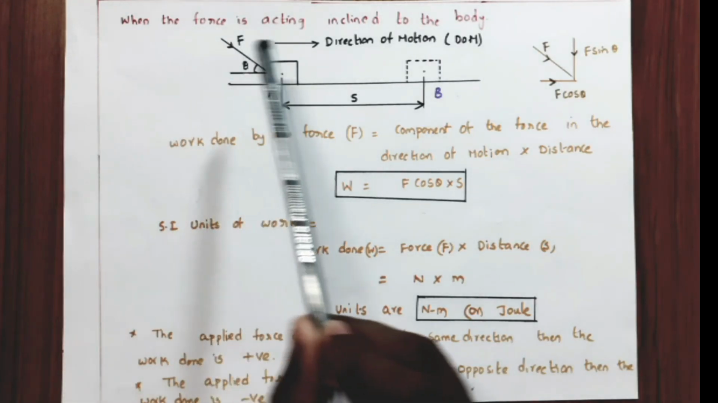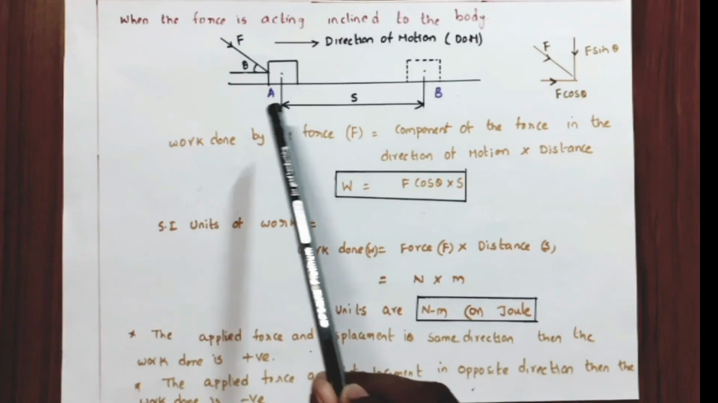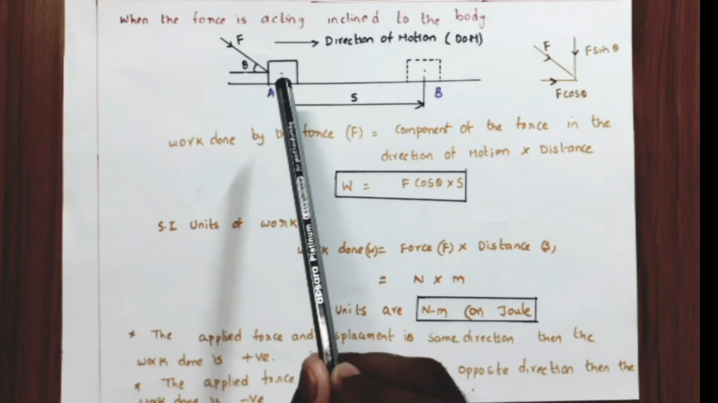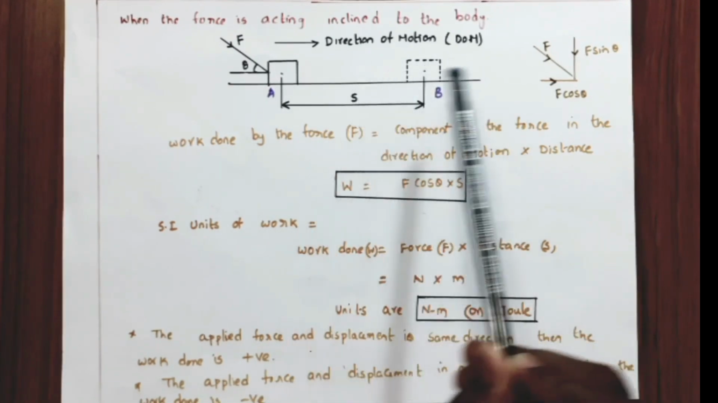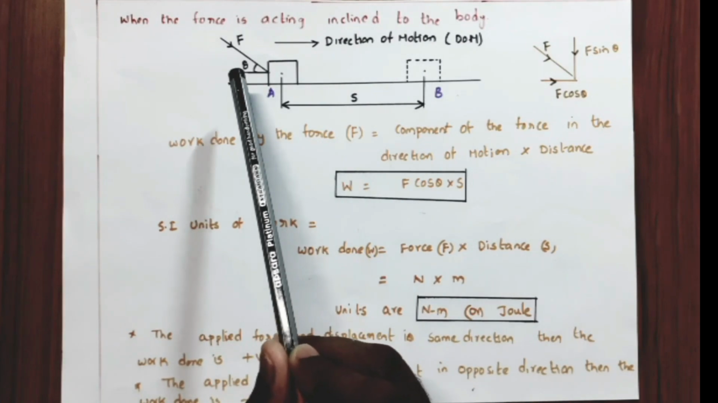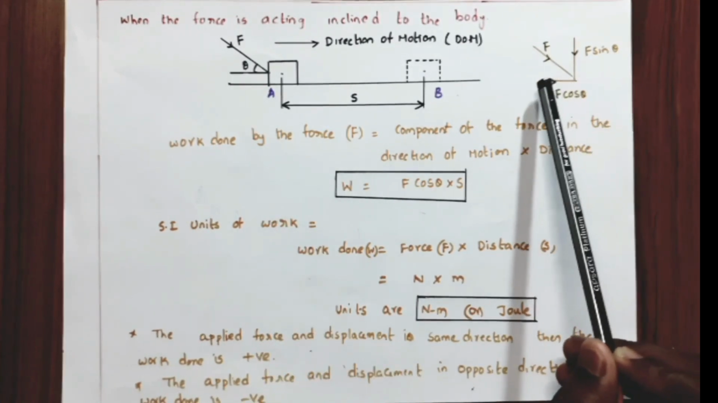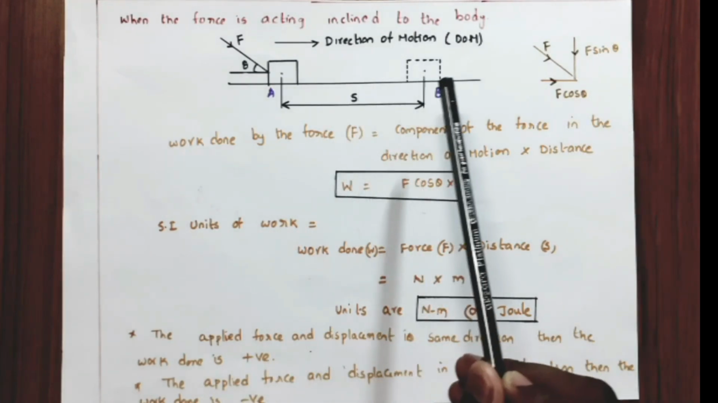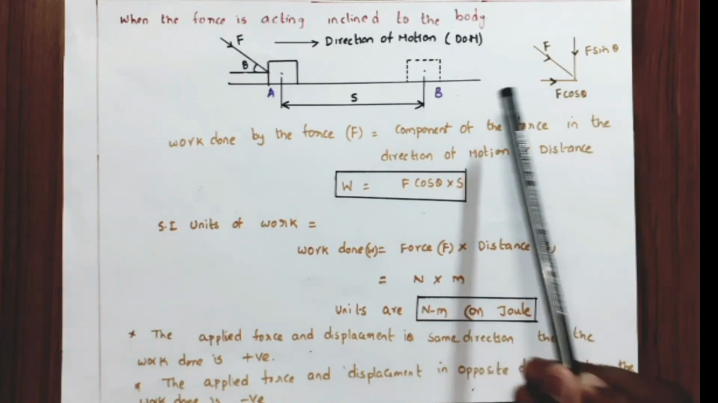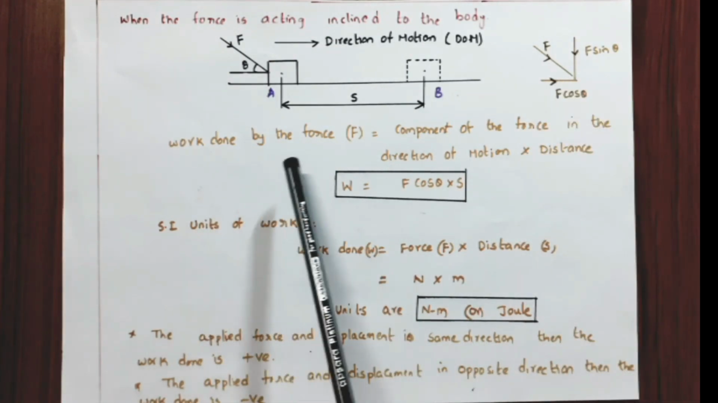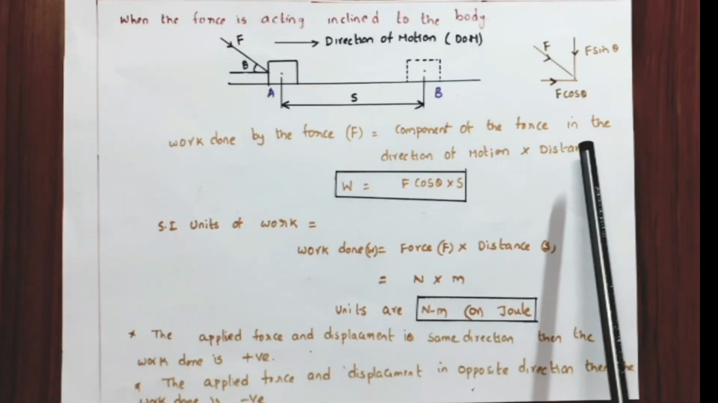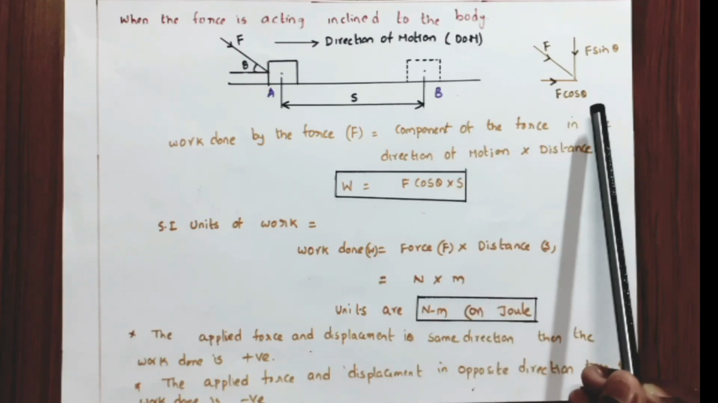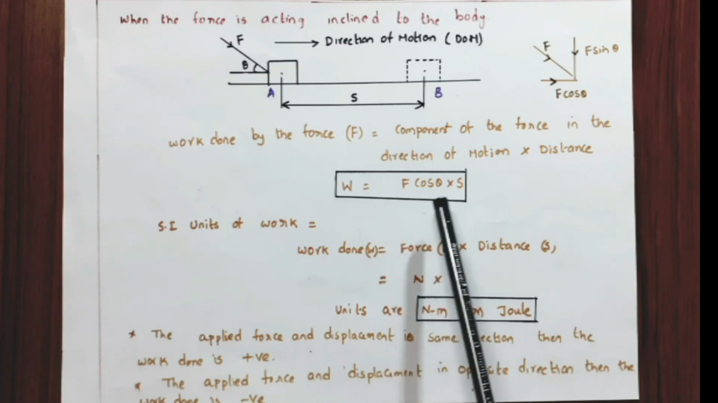When the force is acting inclined to the body, let us consider a body at position A. Now I apply a force on the body. The direction of motion is in the horizontal direction. Now find the components of this force. The horizontal component is F cos theta, the vertical component is F sin theta. Since the direction of motion is horizontal, we have to consider the horizontal component of the force. Work done by the force F equals the component of the force in the direction of motion into distance. What is the force in the direction of motion? F cos theta. So work done W equal to F cos theta into S.